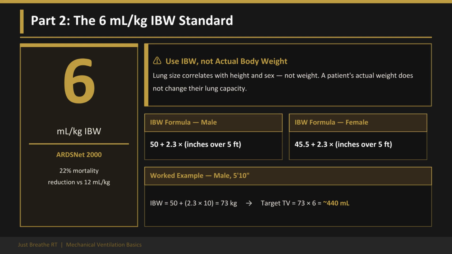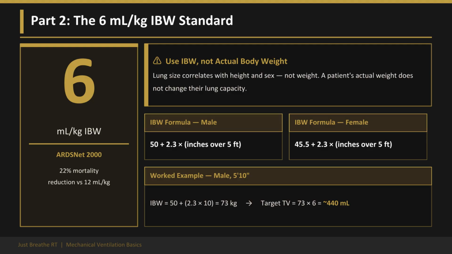For males, IBW in kilograms equals 50, plus 2.3 for every inch over 5 feet tall. For females, IBW in kilograms equals 45.5, plus 2.3 for every inch over 5 feet tall. Let's run a quick example. A male patient who is 5 feet 10 inches tall. IBW equals 50 plus 2.3 times 10. That gives us 73 kilograms. Target tidal volume equals 73 times 6, approximately 438 milliliters. You round that to 440 milliliters and set it on the vent.